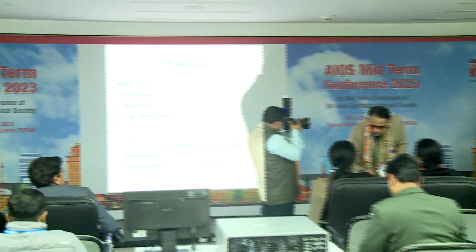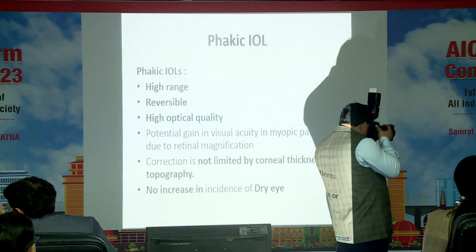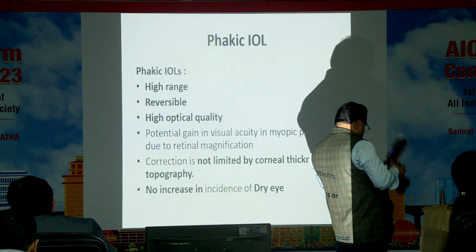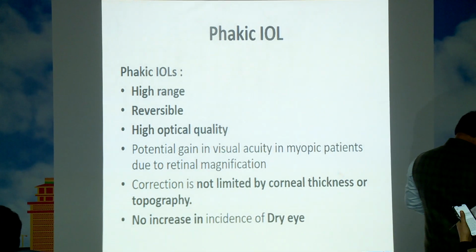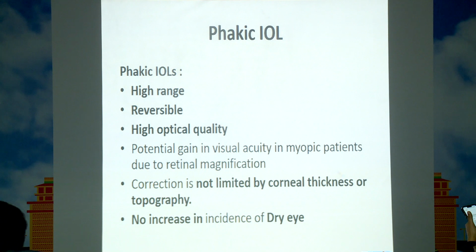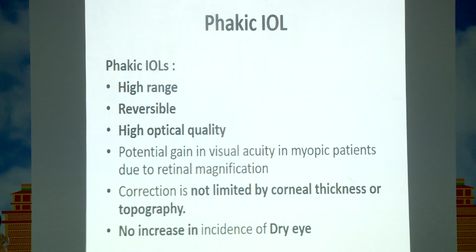So why is the phakic IOL so popular nowadays? Because of its ability to take care of the high range of refractive error, particularly myopia, and being a reversible procedure which offers a very high quality of vision, and there is potential gain in visual acuity also. And this procedure can be adopted for those patients where the corneal thickness is not allowing them to go for the LASIK procedure, and there are less chances of dry eye.